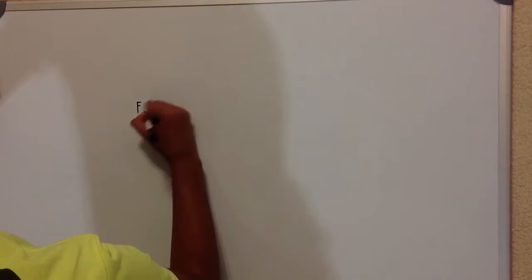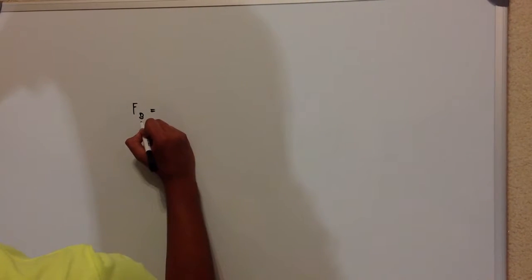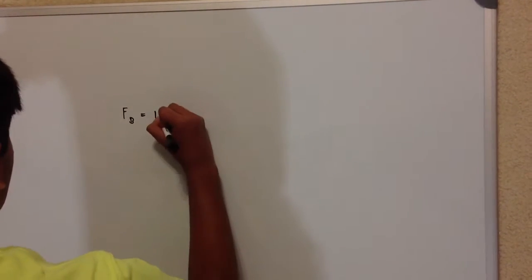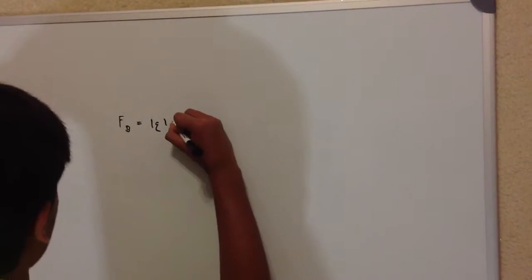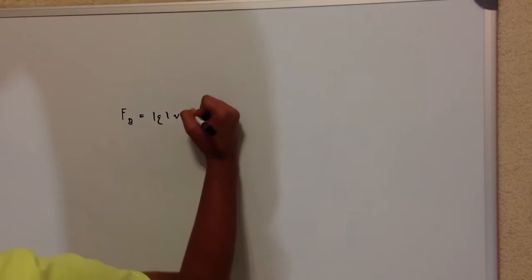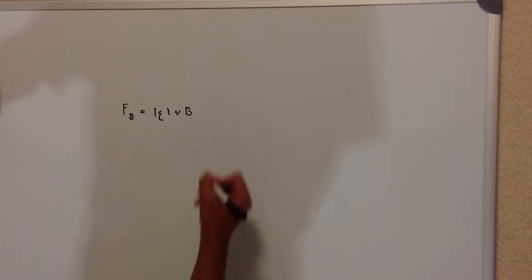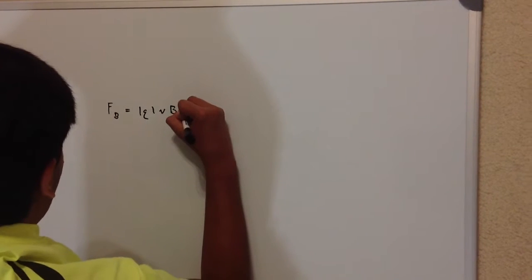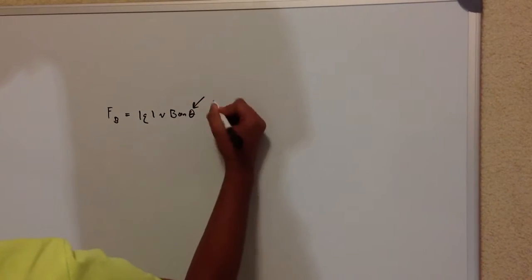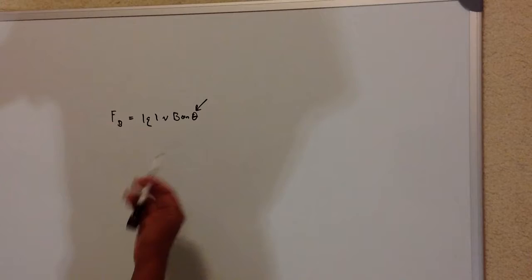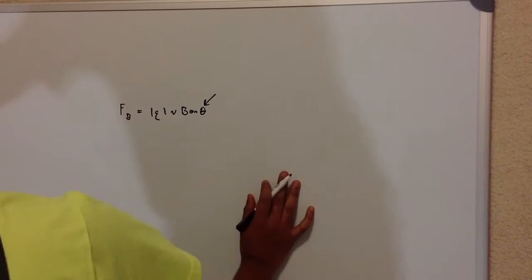Okay, so now that we know how magnetic fields with magnets work, let's figure out how we can determine the magnetic force on a moving charge. The magnetic force is given by the equation: force of magnetic field equals charge times velocity times the magnetic field in Teslas times sine of theta. The sine of theta is the angle which the velocity makes with the magnetic field.